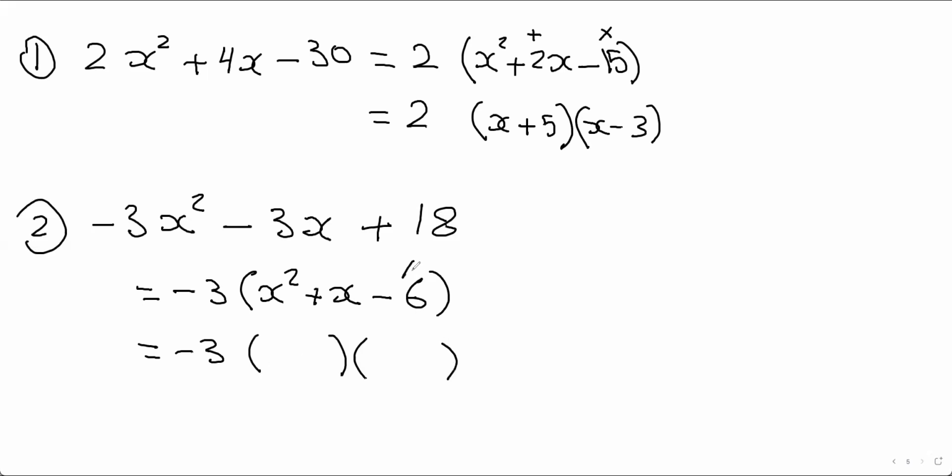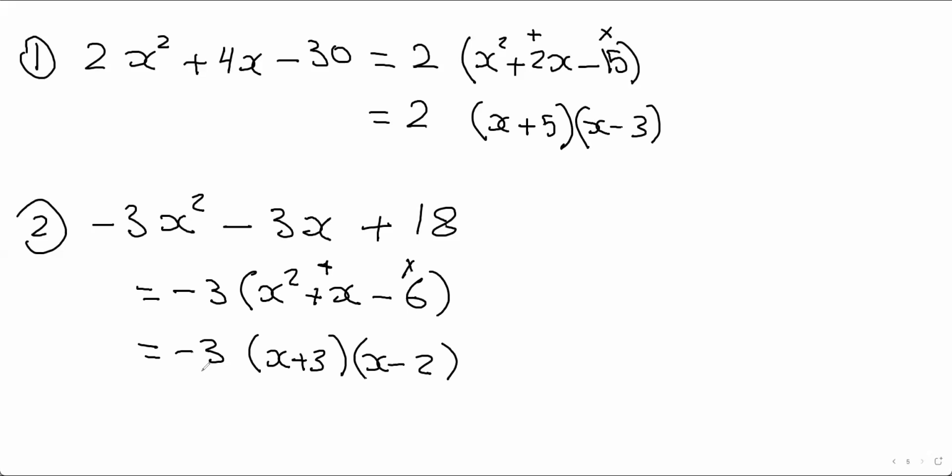What multiplies to give me -6, and what adds to give me +1? Remember, there's a 1 there. So that will be x plus 3, x minus 2, because 3 times -2 will give me -6, and +3 minus 2 will give me +1, which is here.